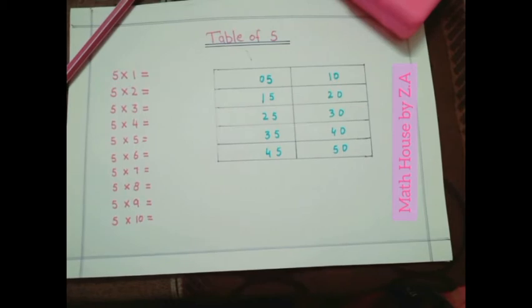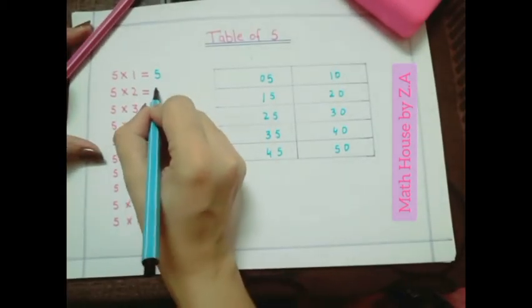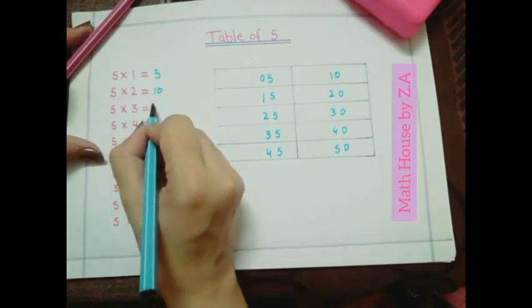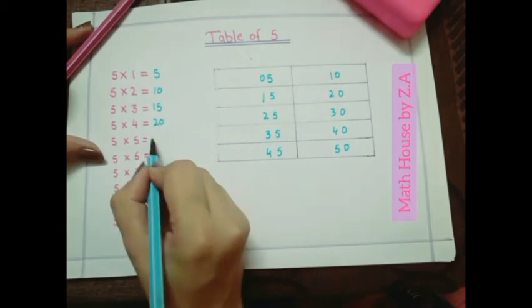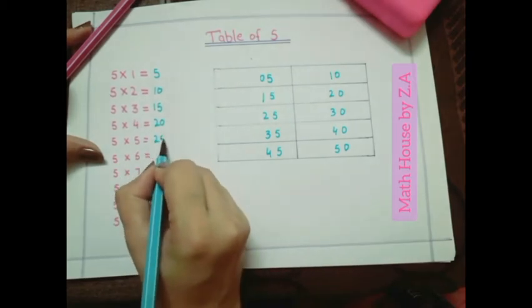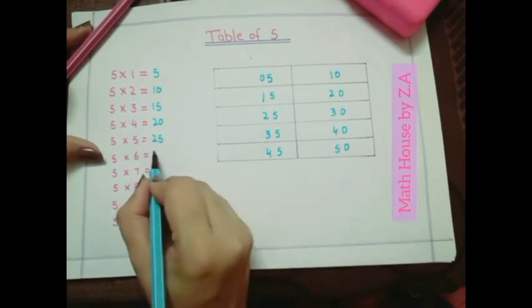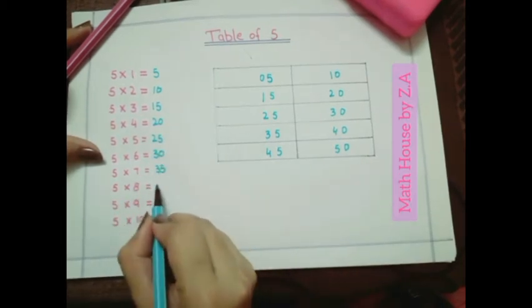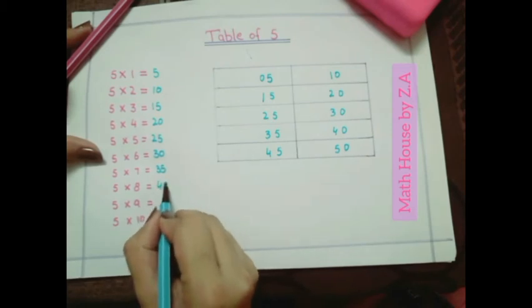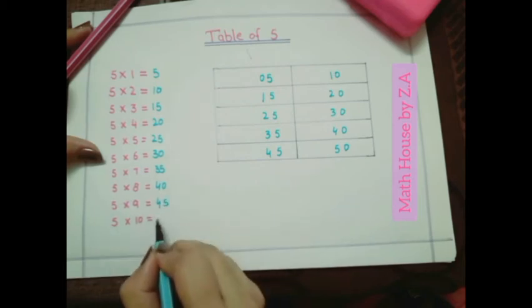Now you can write the table of 5 very easily. So 5 ones are 5, 5 twos are 10, 5 threes are 15, 5 fours are 20, 5 fives are 25, 5 sixes are 30, 5 sevens are 35, 5 eights are 40, 5 nines are 45 and 5 tens are 50.